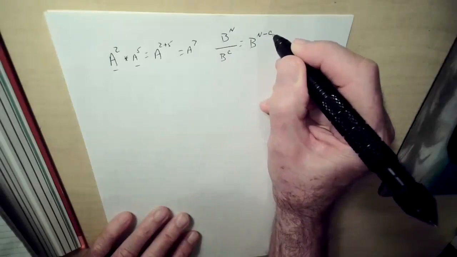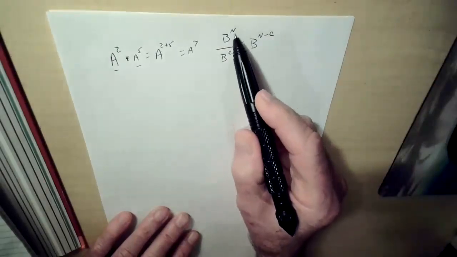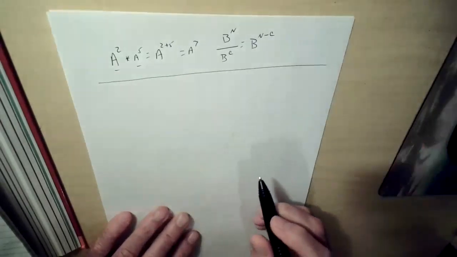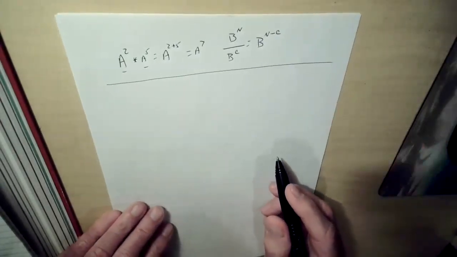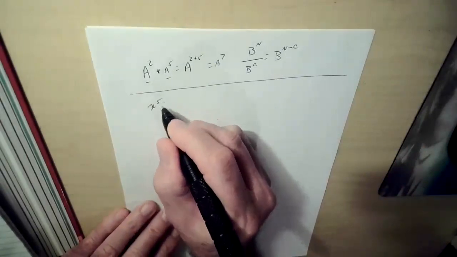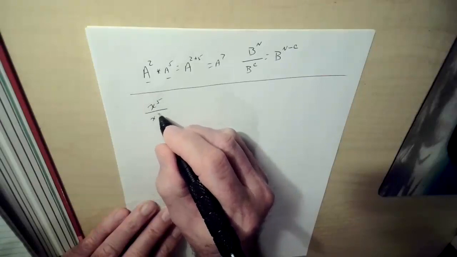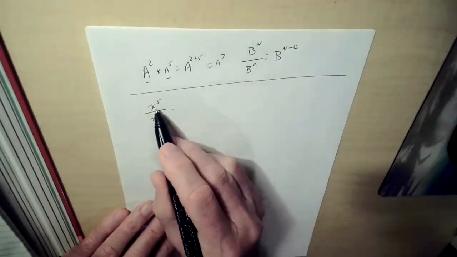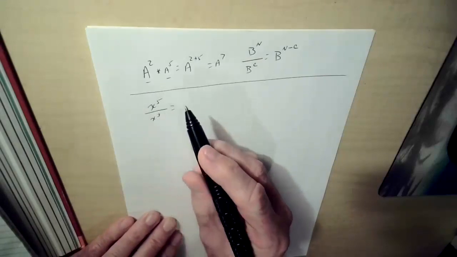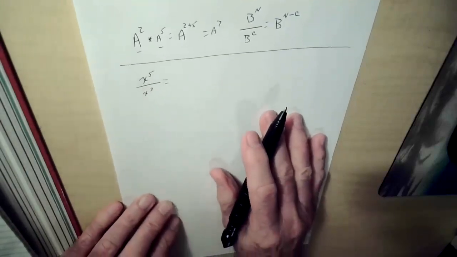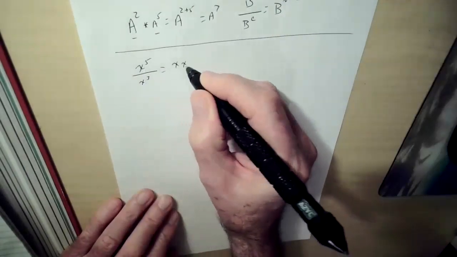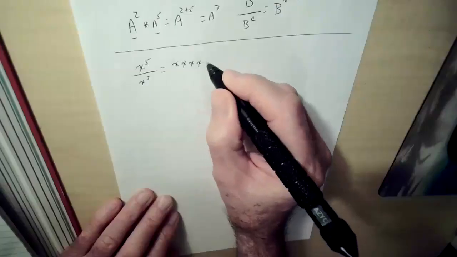Remember, when we multiplied with the same base numbers, we added the exponents. Here, we subtract them. This one minus this one. Because if you have x to the fifth over x cubed, what is x to the fifth? Now what we're going to do here is this is going to end up being x squared.